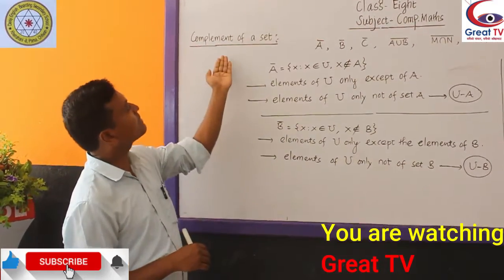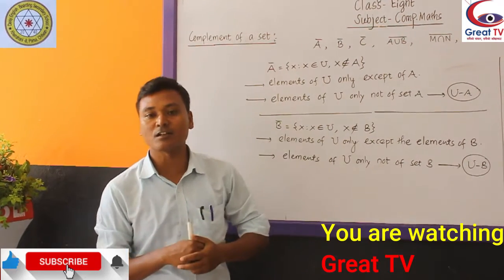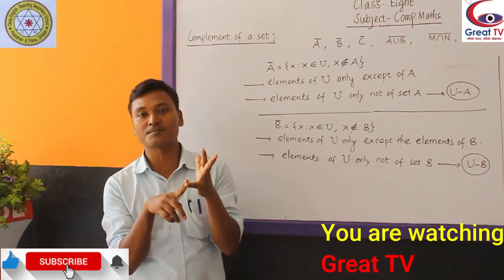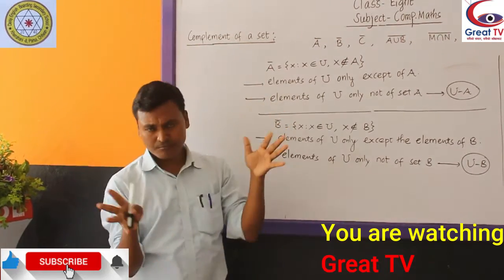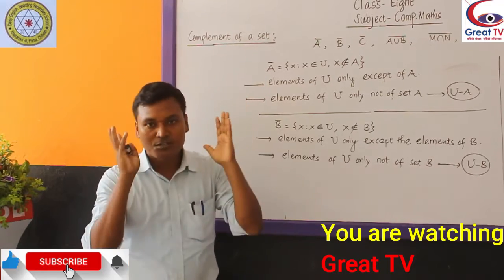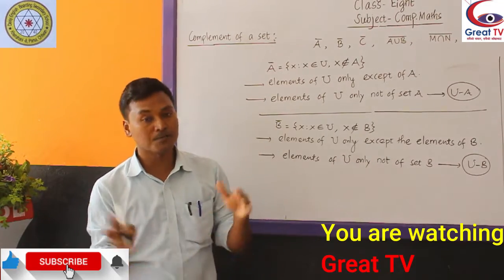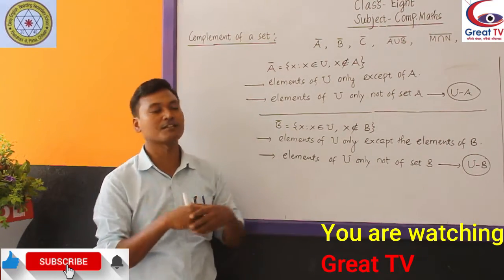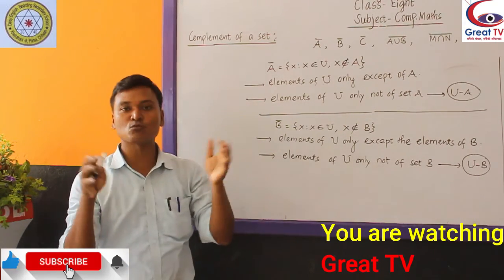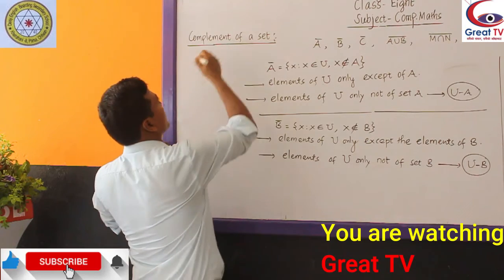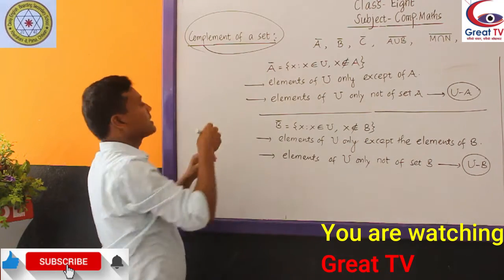But before that, my dear students, up to class 7 you read union of set and intersection of set. And then after, difference of set and complement of set. These two items are new for you in class 8. Difference of set we have completed, so today we are reading complement of a set.